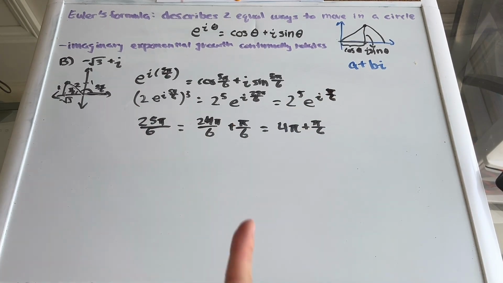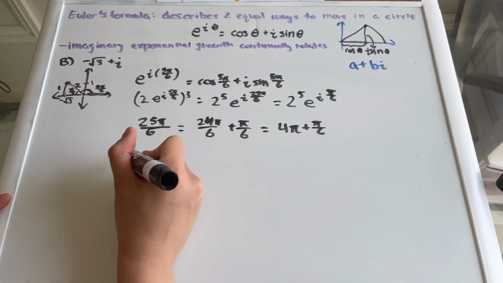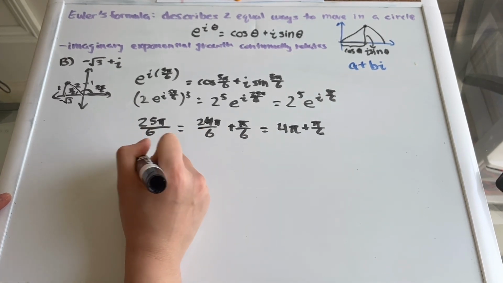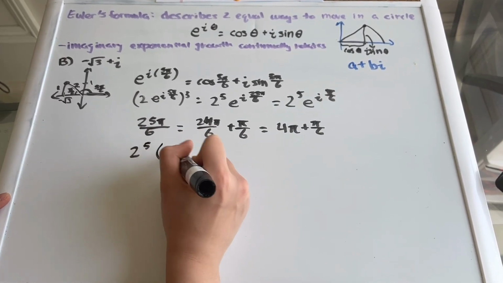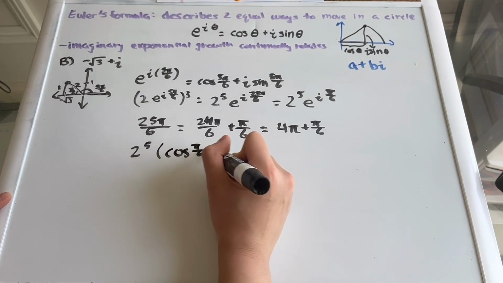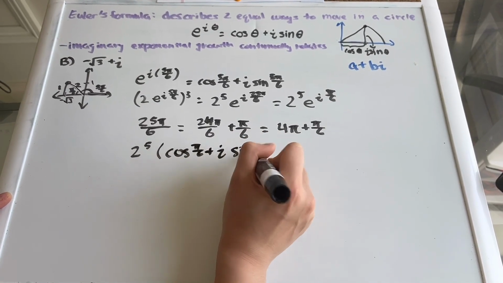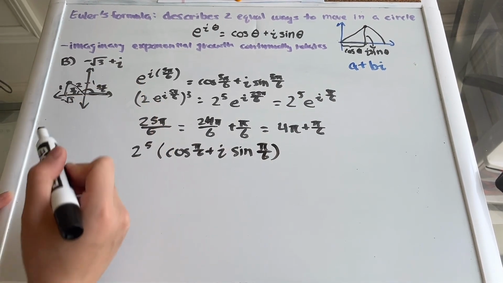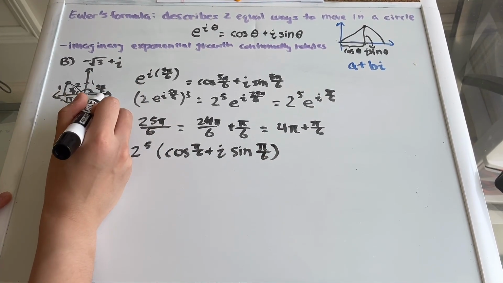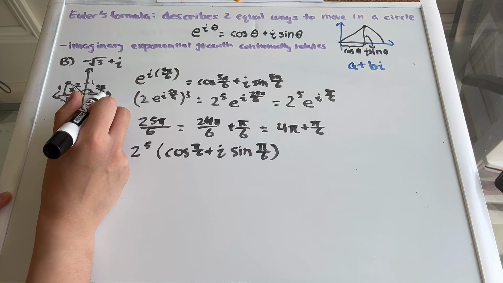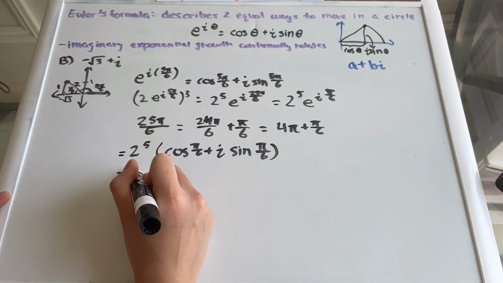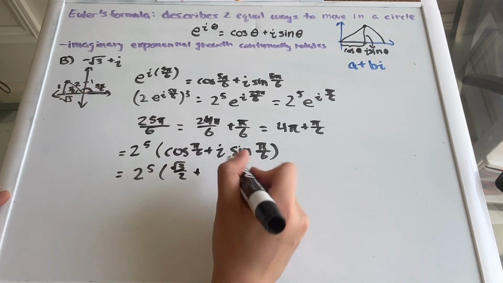Now, looking at this, we can simplify this using Euler's formula right here. So this will simplify down even more, and it would just be 2 to the 5th power times cosine of pi over 6 plus i sine of pi over 6. Now we know pi over 6 is 30 degrees, so cosine, which is the x-axis value right here, is going to be the square root of 3 over 2. And then the sine of that will be the y value, which is 1/2.